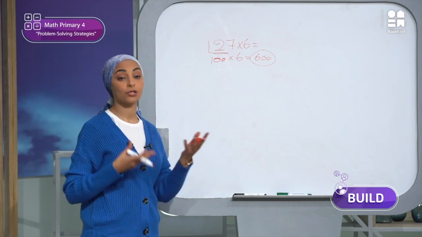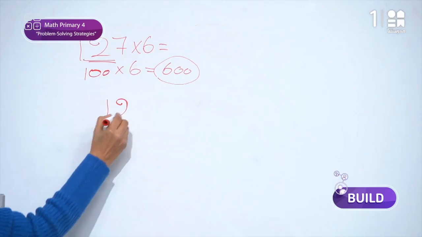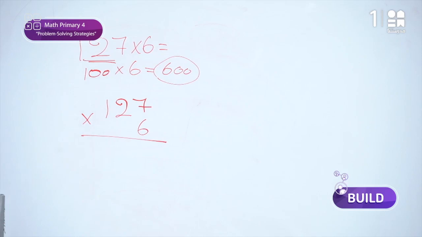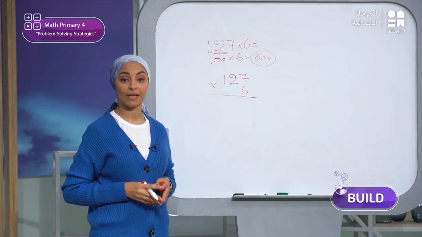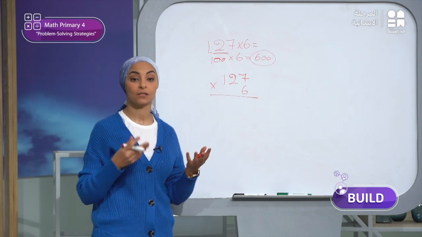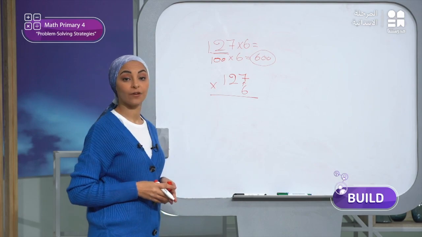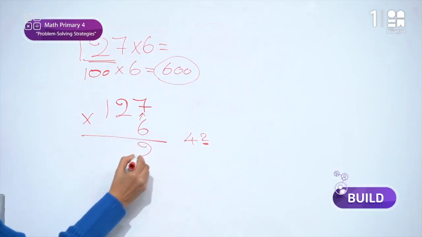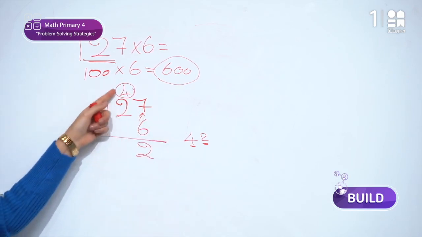I will write the two numbers under each other. Of course, I will start with the biggest number, 127 times 6. Then, what should I do? Yes, I will start with the ones place. What will I do? I will do 6 times 7. 6 times 7 equals what? Of course, 6 times 7, 42. I will write it here. 2 is ones, so I'll put it here. And 4 is the tens. I will carry up 4 on the tens.